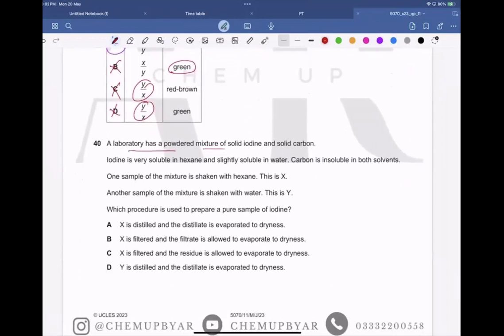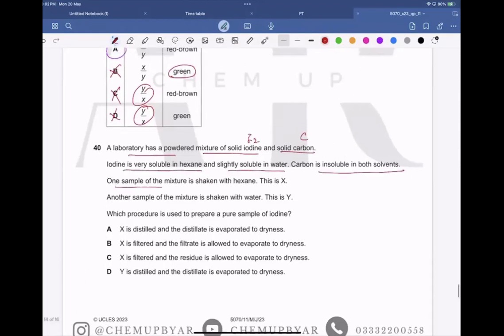A laboratory has a powdered mixture of solid iodine and carbon. Okay, I2 and C. Iodine is very soluble in hexane and slightly soluble in water. Carbon is insoluble in both solvents. One sample of the mixture is shaken with hexane, this is X, and another sample of the mixture is shaken with water, this is Y. Which procedure is used to prepare a pure sample of iodine?